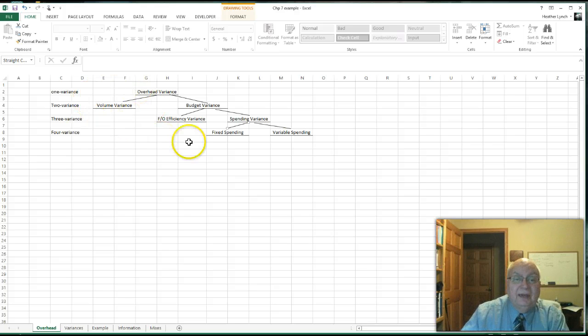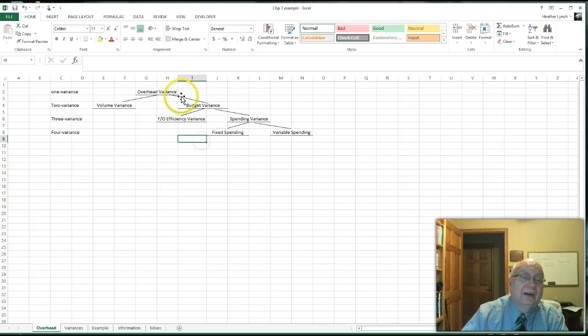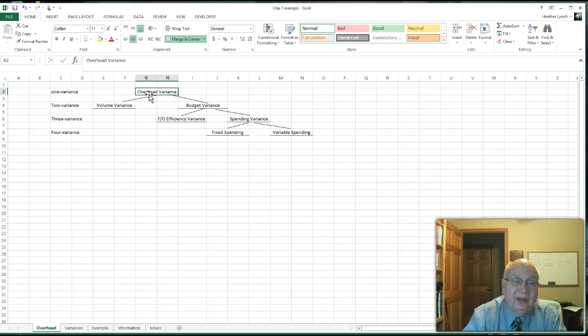So what we have here is the layout I have for overhead variances that you need to become aware of. The first one is just the one variance method, which is the overhead variance. And then we'll separate that between the volume variance and the budget variance. And then for the three variance method, we'll take the budget variance and separate it between the efficiency variance and the spending variance. And then for the four variance method, we'll take that and separate it between the fixed and variable spending.